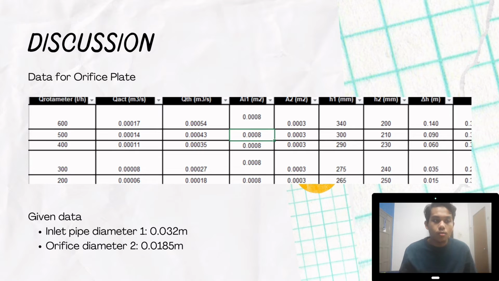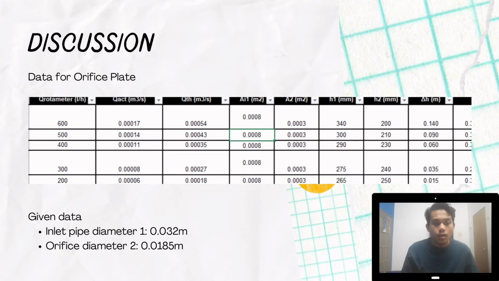the rotameter is in liters per hour, so we need to convert it to cubic meters per second by dividing by 360,000. So that is for the Q actual, and then for the Q theory, as explained in the theory part, it uses the formula Q theory equals A2 times the square root of 2g times H, over the square root of 1 minus (A2 over A1) squared. So that's for the Q theory part.